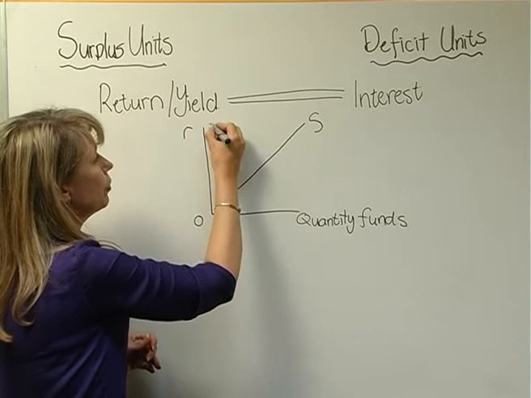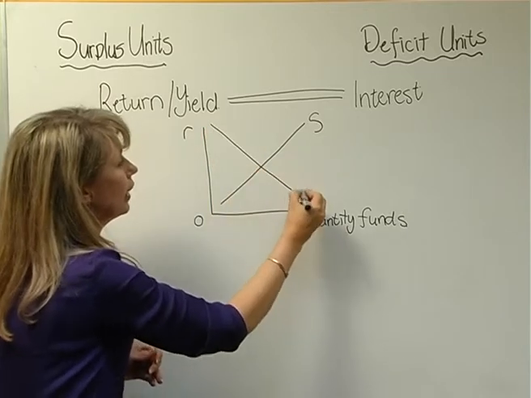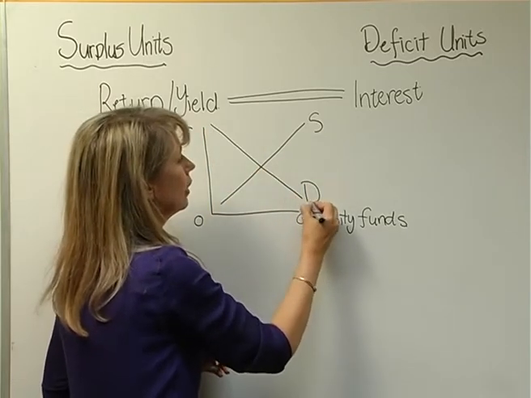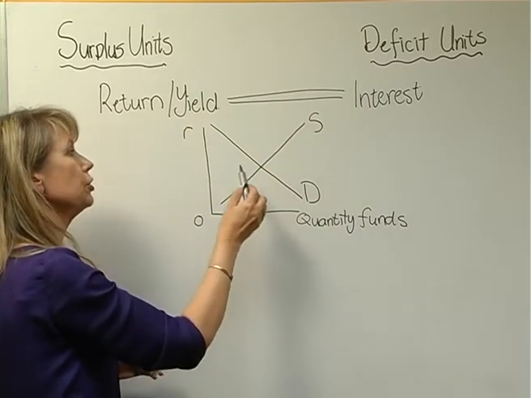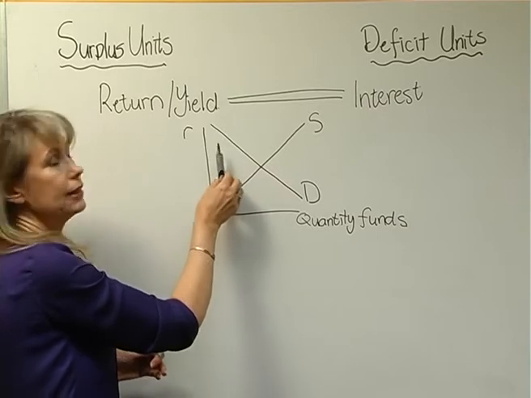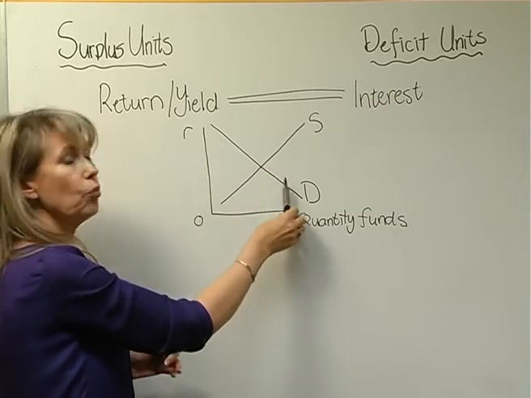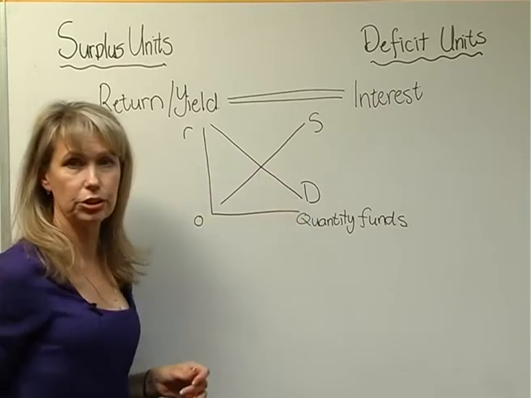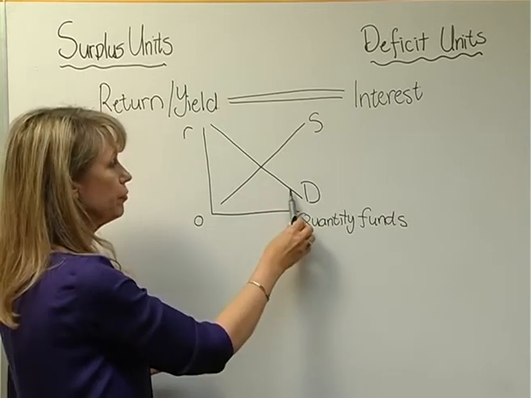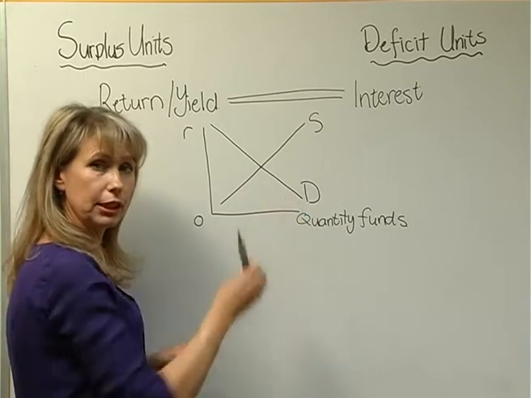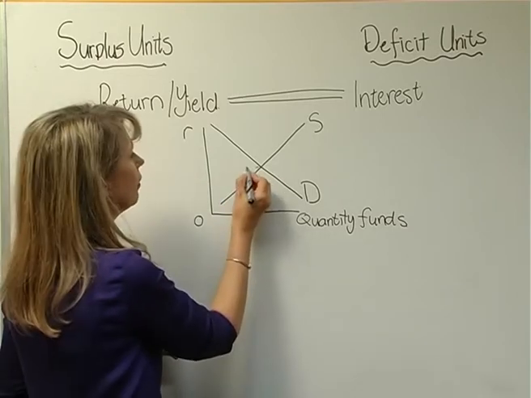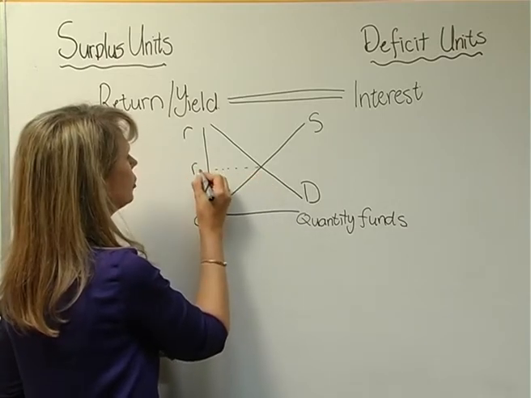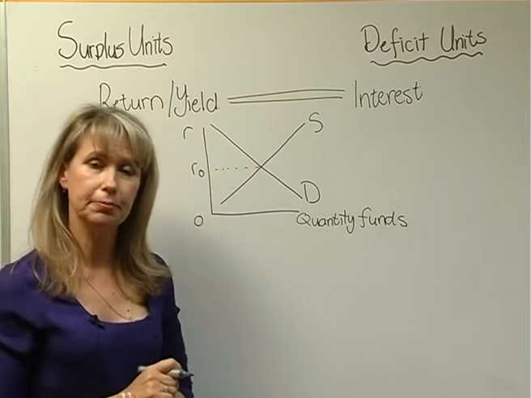The demand for loanable funds will look like this, because the deficit units will want to borrow fewer funds the higher the interest rate and more funds the lower the interest rate is, because it's cheaper for them to borrow at a lower interest rate. And according to the loanable funds theory, this is how the interest rate is determined.